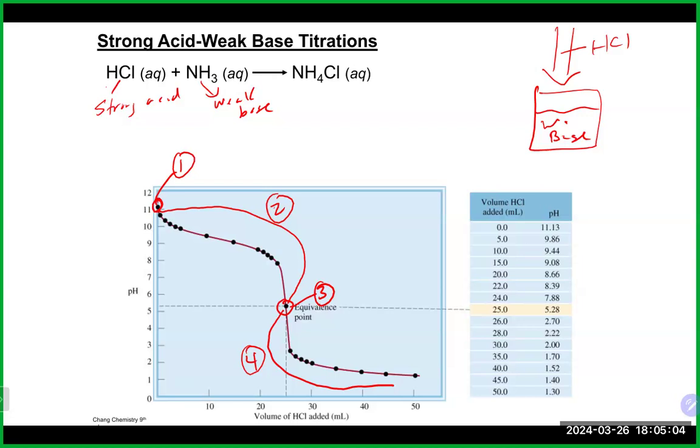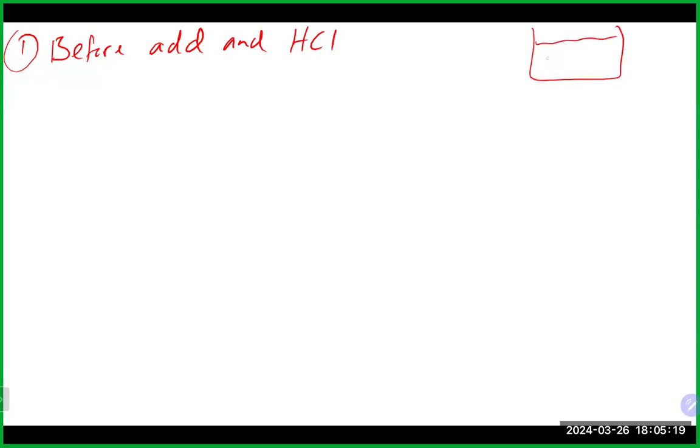So let us start here with step number 1, which is before we add any HCl. In this case, before we add any HCl, really the only thing we have in there is NH3, and that is a weak base. Which means to figure out the pH of a weak base, I need an ICE table. And this can be done in molarity as we have not added any HCl to it.